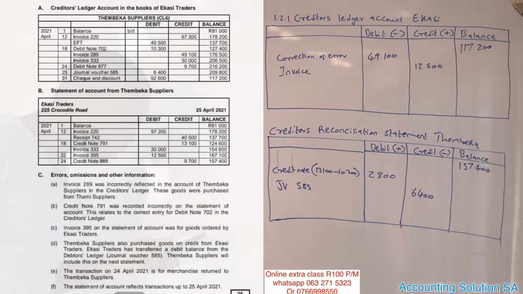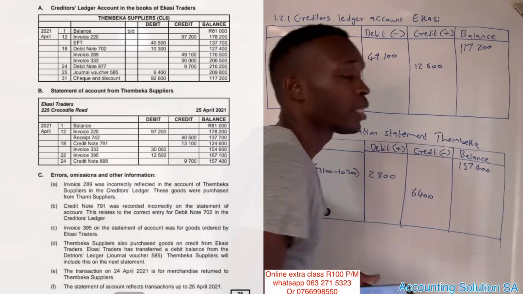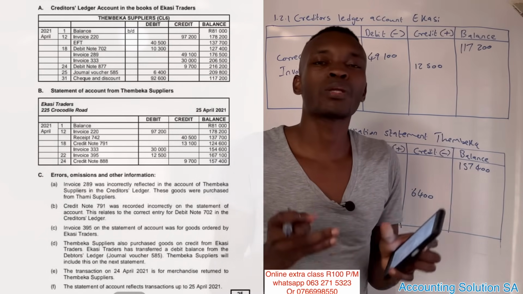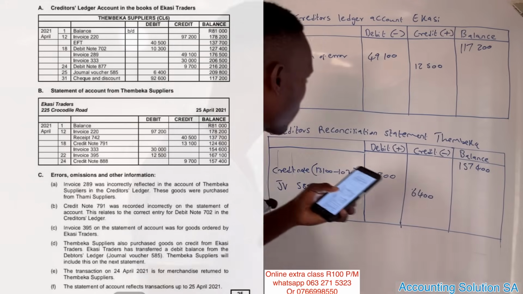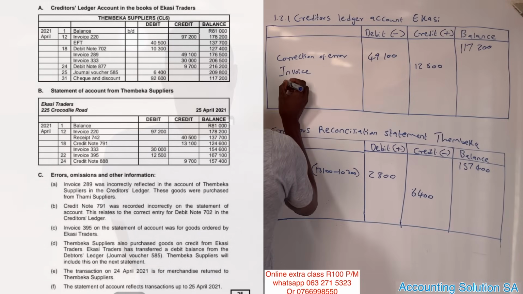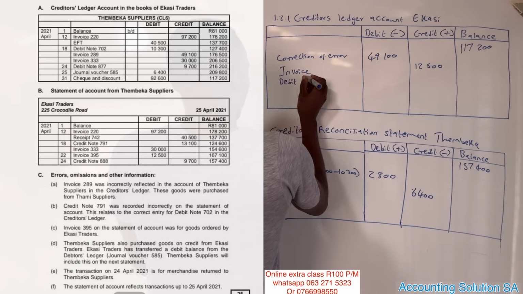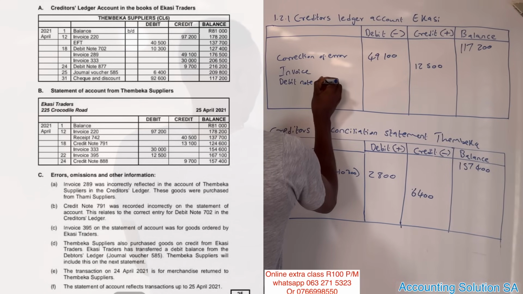Okay, now what do we do? Because it was recorded here. Number one, we cancel. Number two, we record, which means that we are going to record it twice. Okay, we are going to say debit note correction.